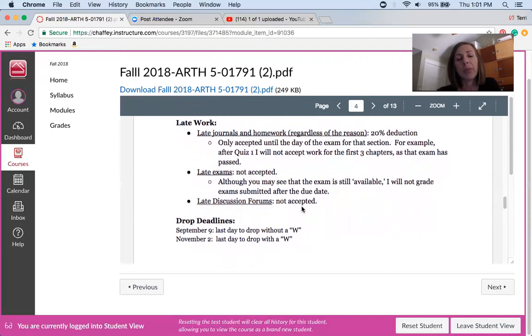All right, so let's talk about late work. I do accept late work, but it's at a cost to you. It is a 20% deduction if you miss a due date. Here's the exception to that. It only applies to journals and homework, doesn't apply to quizzes, and it doesn't apply to discussion forums because people are relying on you to make a first post so that you can make your second post.